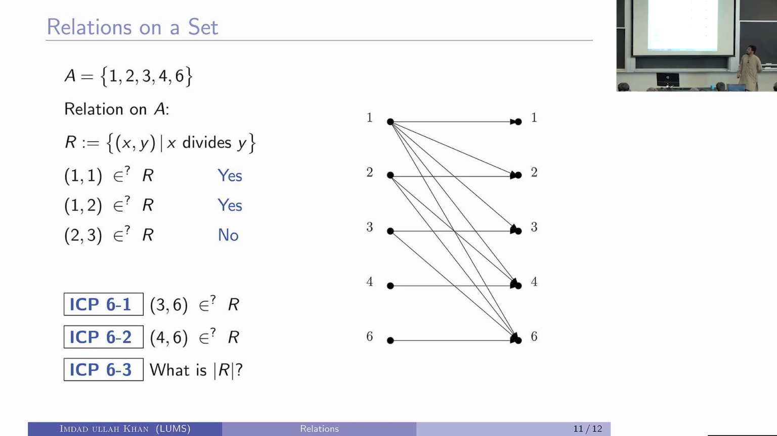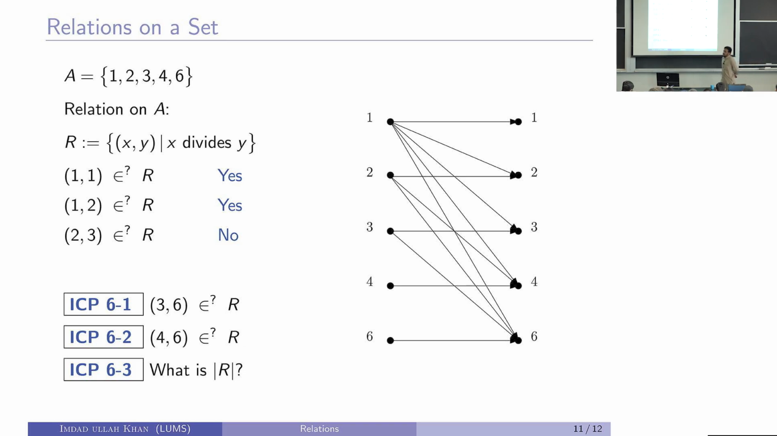Okay. So I have a set A, and I'm going to define some number of relations on different sets. So here is one relation. The relation relates two numbers in A, x, y, if x is a factor of y, if x divides y, if x is a divider of y. Does it make sense?